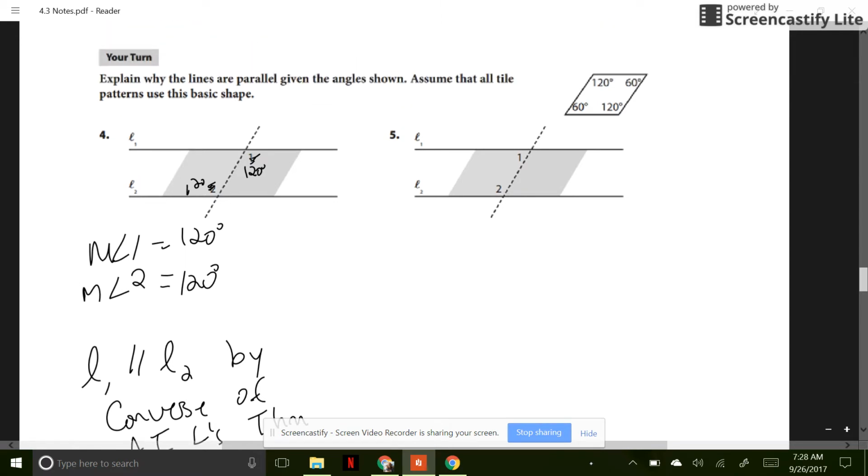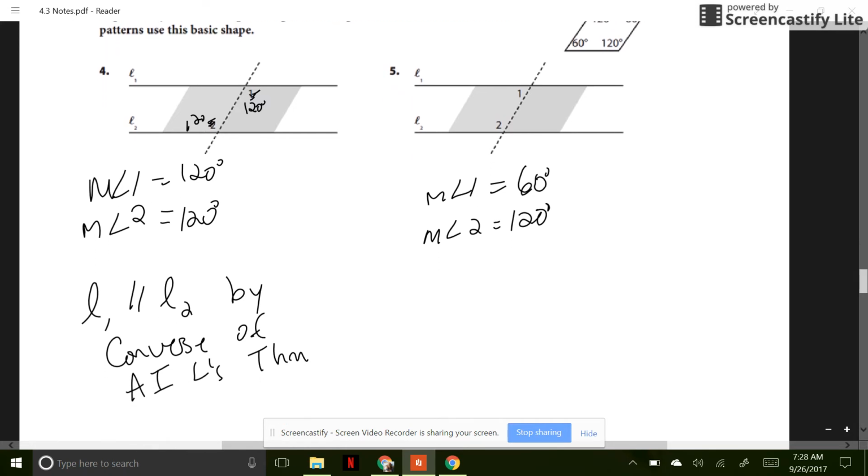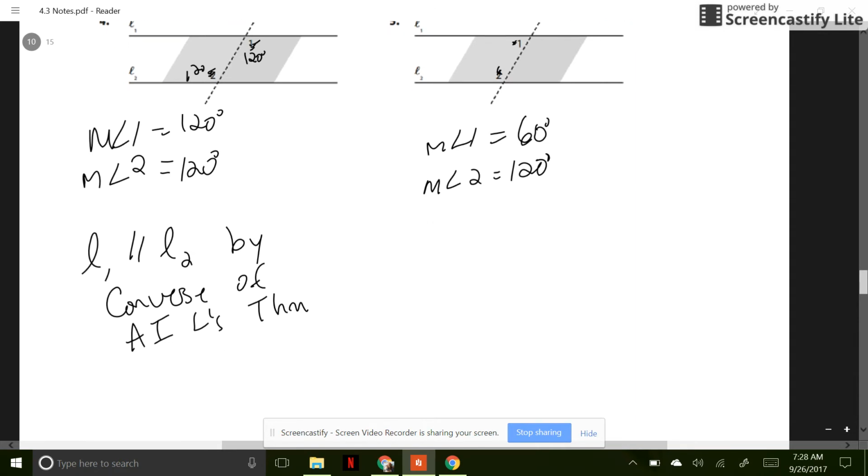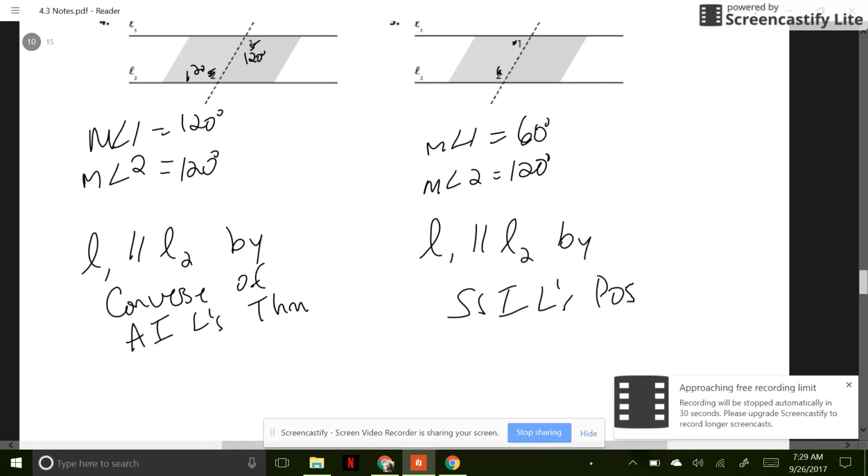And then number 5. Angle 1 is in the top right, so that means it's going to be 60 degrees. Angle 2 is in the bottom right, so that makes it 120 degrees. Well, those happen to be supplementary. They add to 180. And our naming would say that they are same side interior. So because they are same side interior and because they are supplementary, that means the lines have to be parallel. L1 is parallel to line L2 by the same side interior angles, and this one is a postulate.